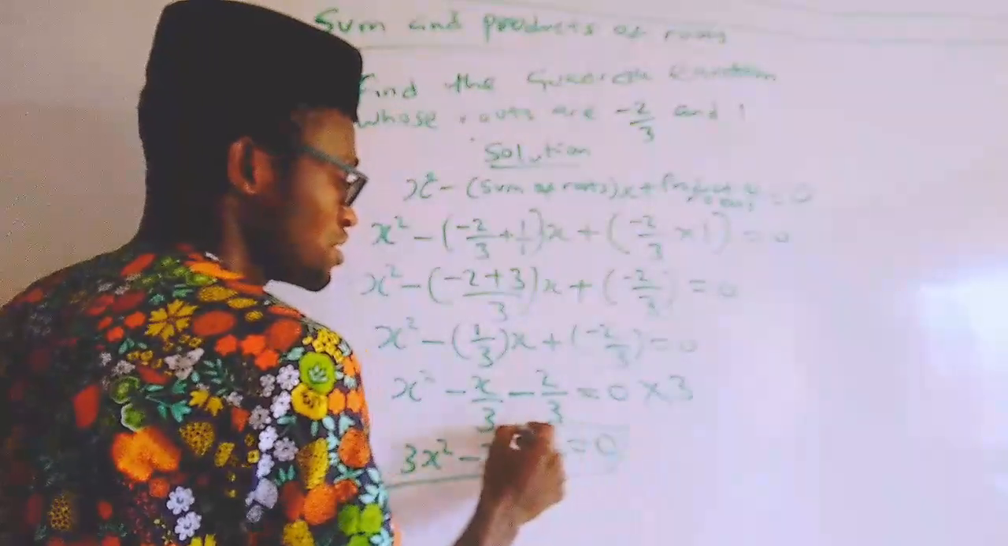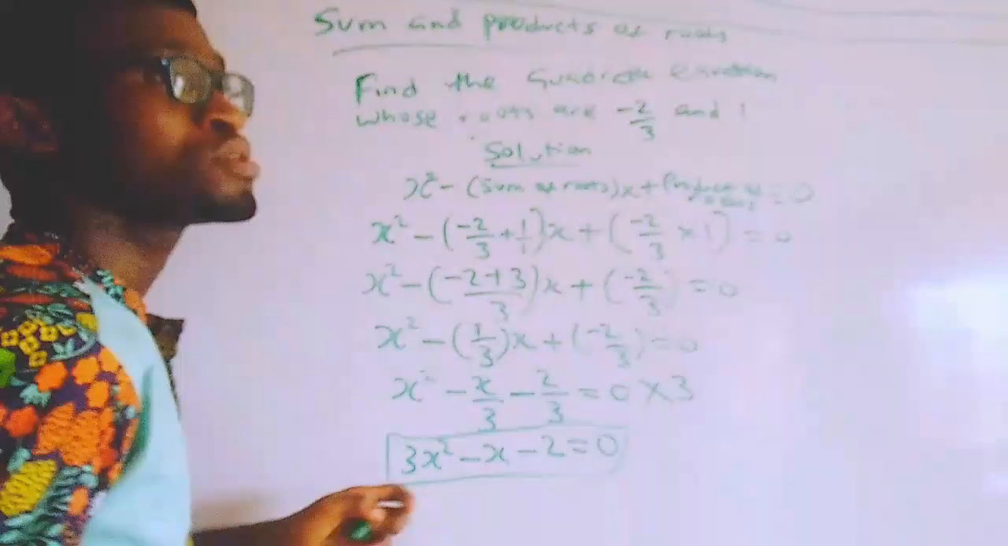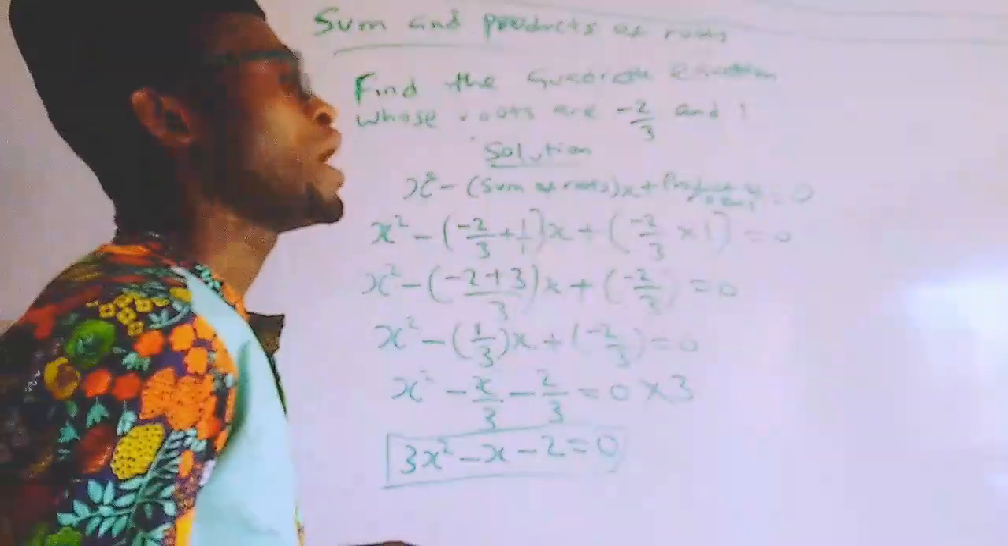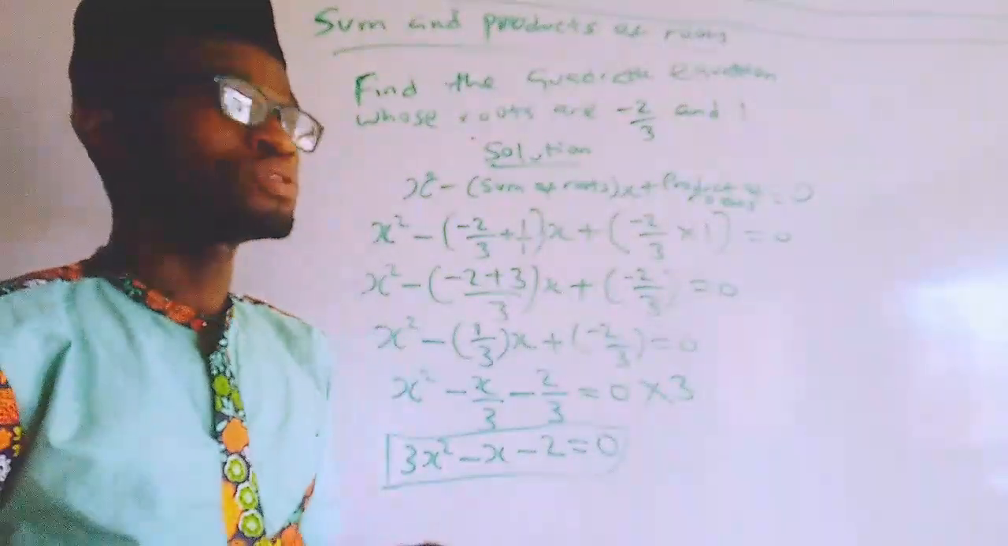So this is the quadratic equation whose roots are going to be -2 over 3 and 1.